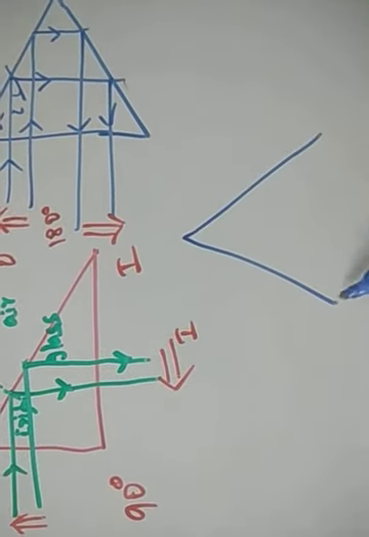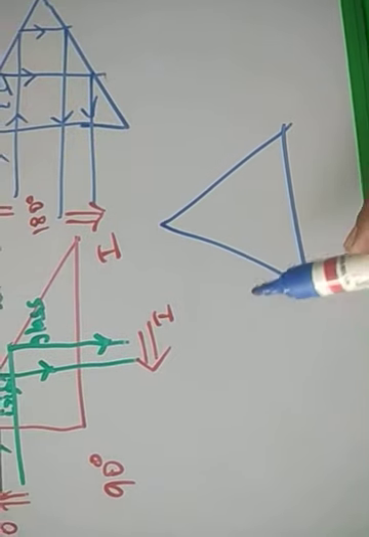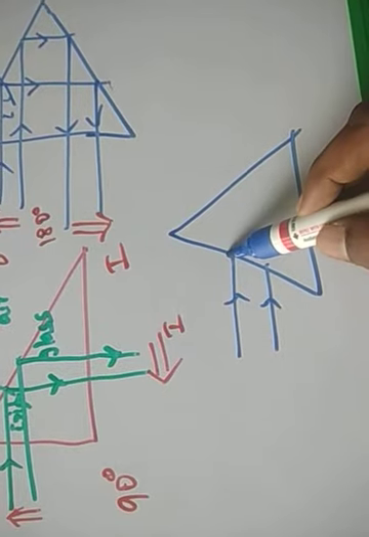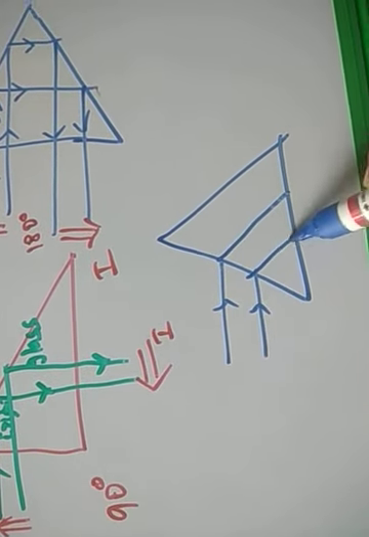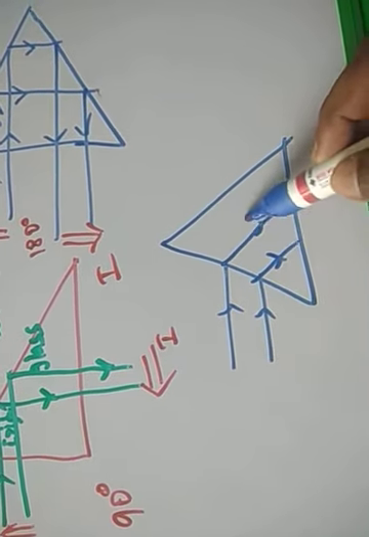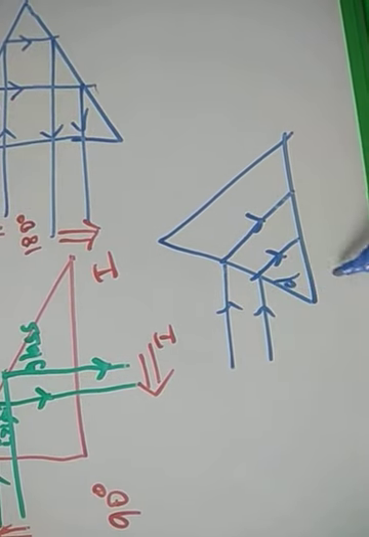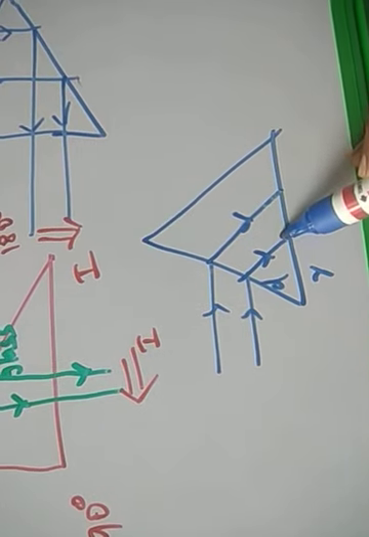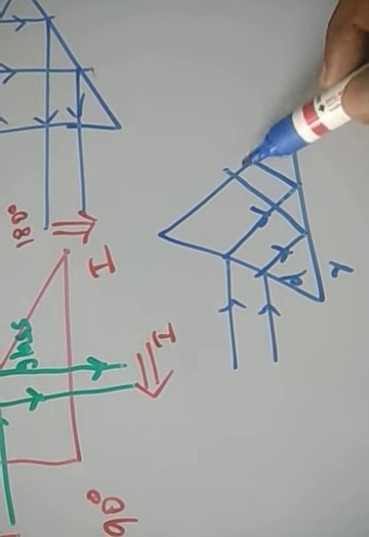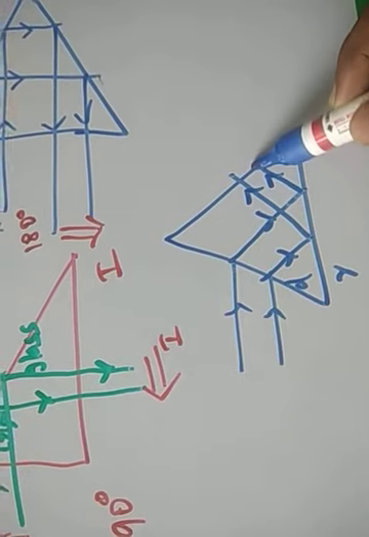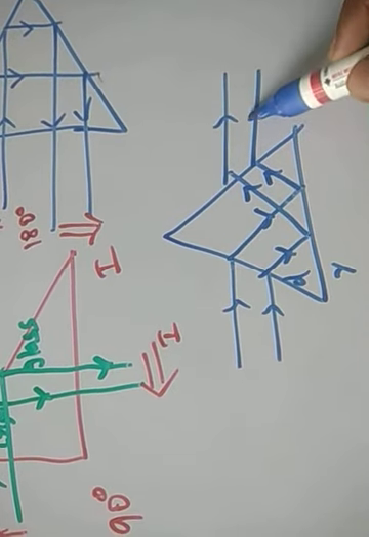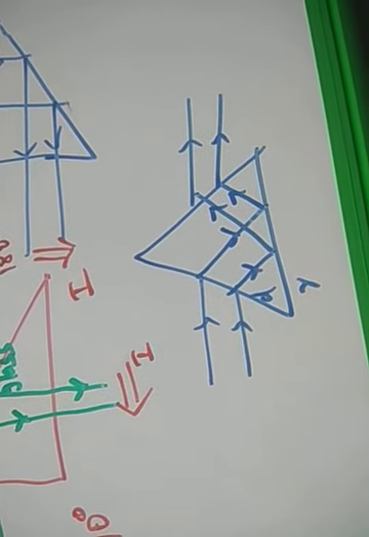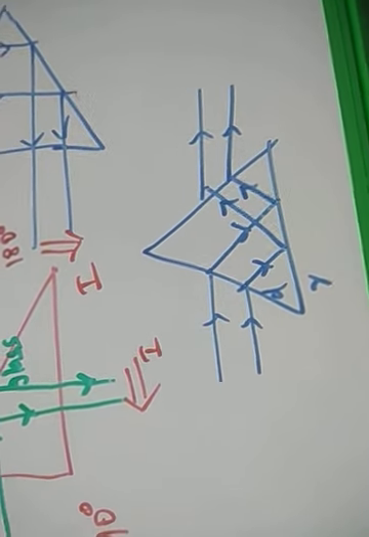Even if you take the prism like this, when the light enters from rarer medium to denser medium, it will be refracted. In this case, here it goes from denser medium to rarer medium, so the total internal reflection condition is obeyed, and it will be reflected back into the same medium. Here refraction will take place. So here also, the condition is an inverted image without deviation.